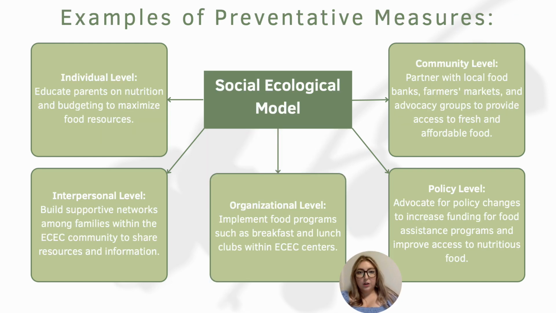Alright, so these are the examples. For the individual level, one of the most effective preventive measures is educating parents on nutrition and budgeting to maximize their food resources. By providing parents with the knowledge and skills to make healthier food choices within their financial constraints, we can help them ensure their children receive the nutrition they need for optimal growth and development. Workshops, informational pamphlets, and one-on-one counseling sessions can be utilized to impart this crucial information.